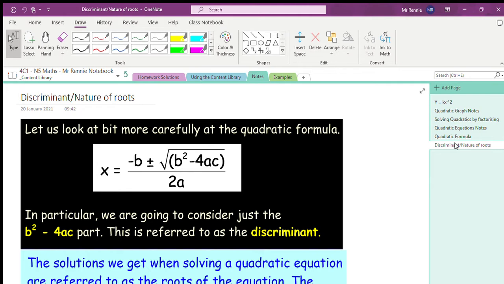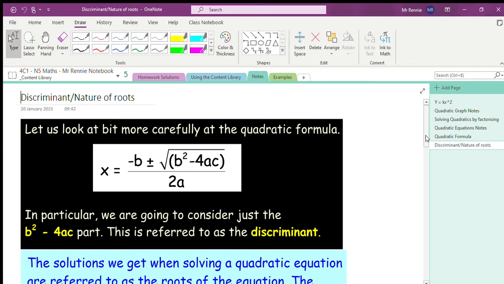Okay, so previously we've just looked at the quadratic formula, which is given below in this box here, so that should be familiar to us. And the discriminant is part of that. In particular, what we're going to focus on is the b squared minus 4ac part. This b squared minus 4ac part is referred to as the discriminant, and I'll explain what in fact that does.